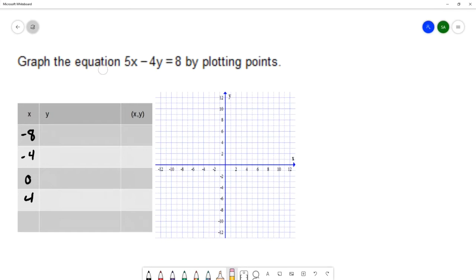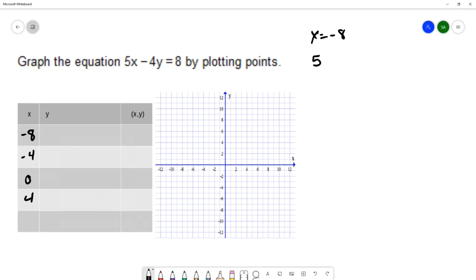Graph the equation 5x minus 4y equals 8 by plotting points. And in this example, we are given the x values that we're going to use. So in this, we'll start with the first x value. x equals negative 8, and we'll substitute it into our equation.